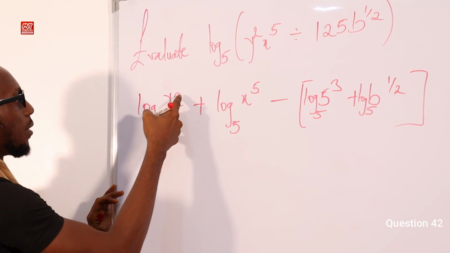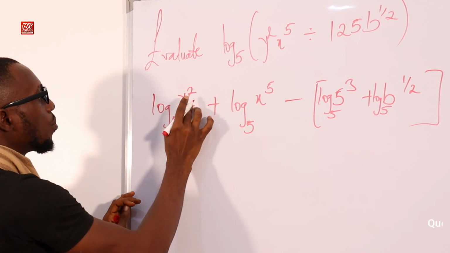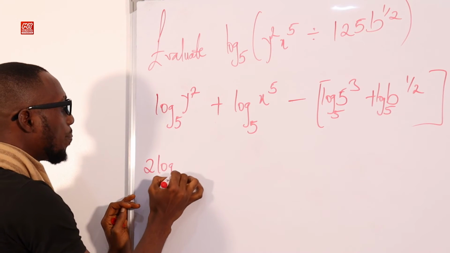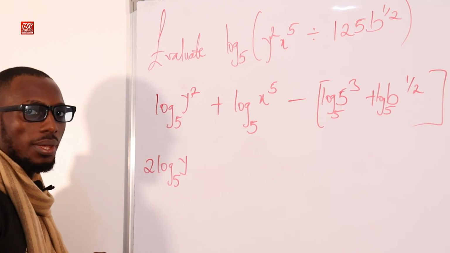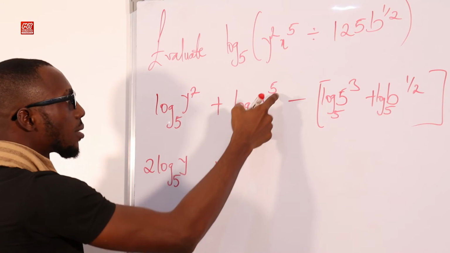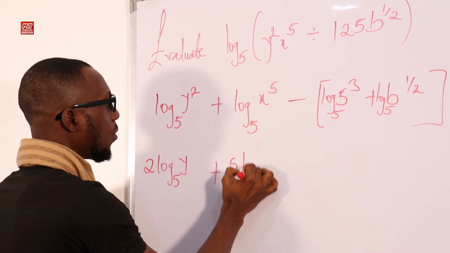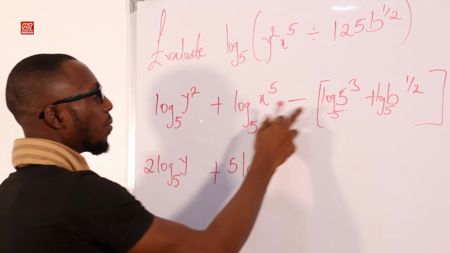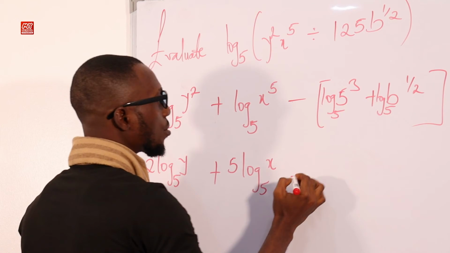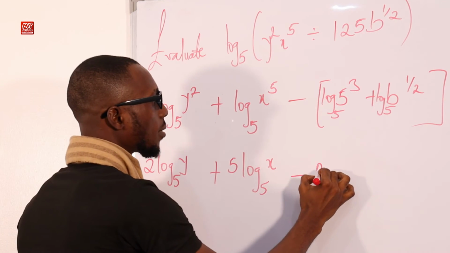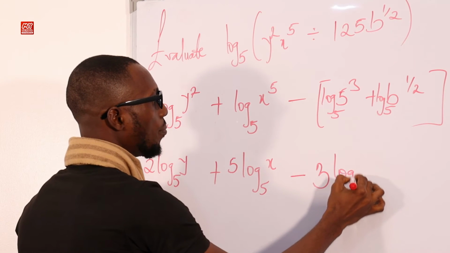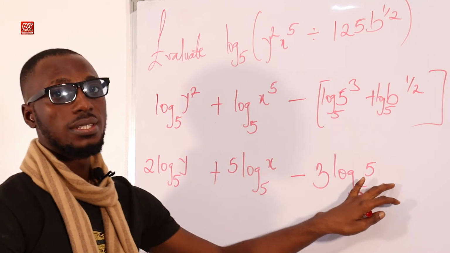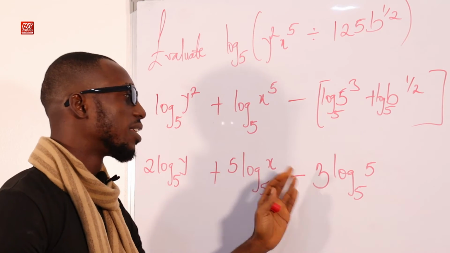So we are going to have, this is y raised to power 2. We know, of course, that this 2 will cross over here. So we have 2 log base 5 of y, plus this 5 comes here, 5 log base 5 of x. Very well, we know minus will affect everything here. So this is 3 log base 5 of 5. Log base 5 of 5 is still 1, so 1 times 3 still gives us 3.